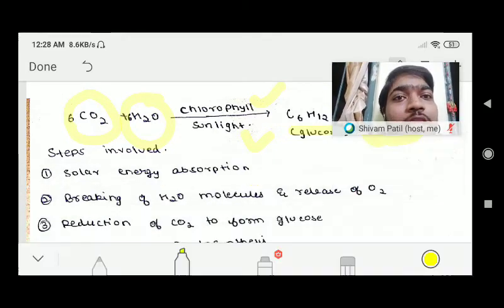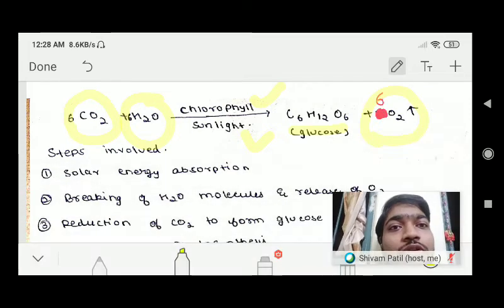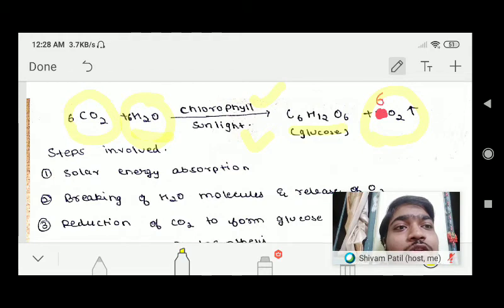Okay, so what is the reaction? The 6 molecules of CO2 combines with 6 molecules of water in the presence of chlorophyll and sunlight to form glucose, and 6 molecules of oxygen are released.